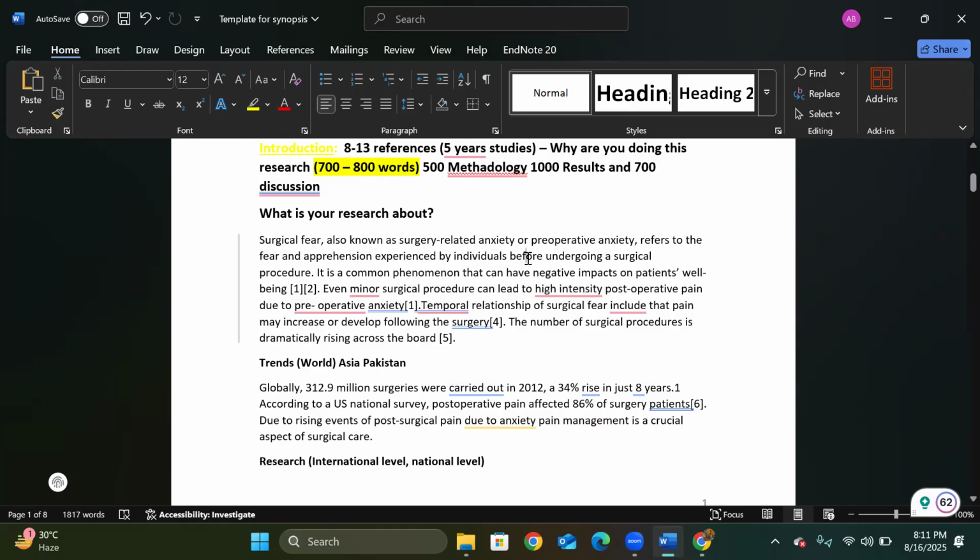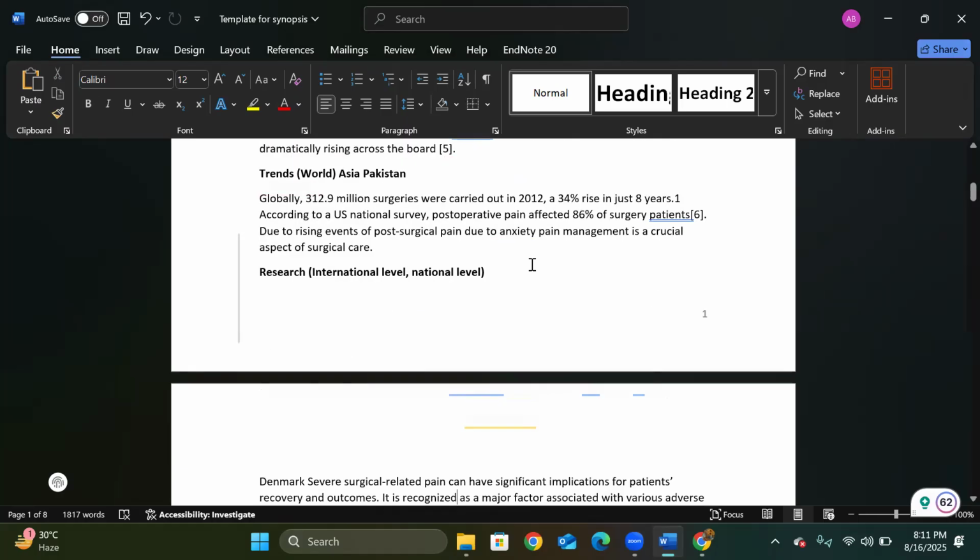I mostly divide the introduction into 4 paragraphs. The first one is about what your research is about. In this paragraph, you have to give an introduction. Like, my research is about this thing and that thing, and I will introduce the topic and stuff like that.